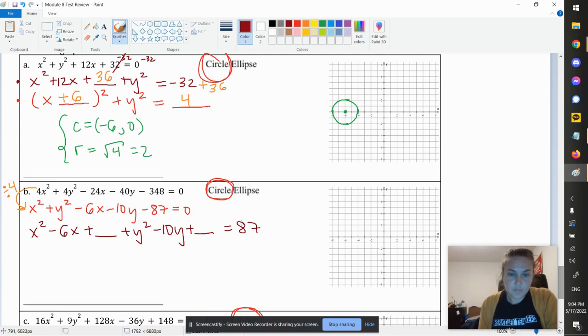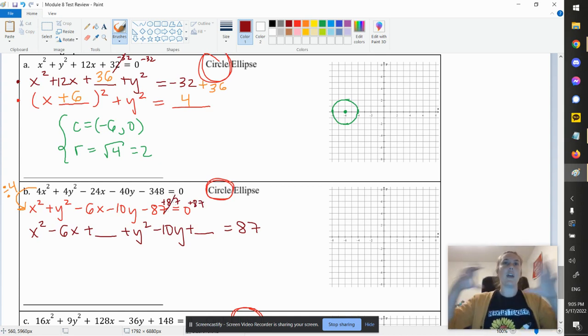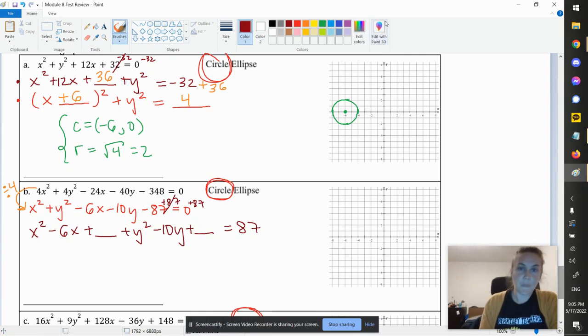The negative 87 was part of the equation originally. We did not add that in. That was already part of the problem. And that's why we're going to do the opposite on both sides to move it, rather than add it into both sides. All right, that's the first setup step.